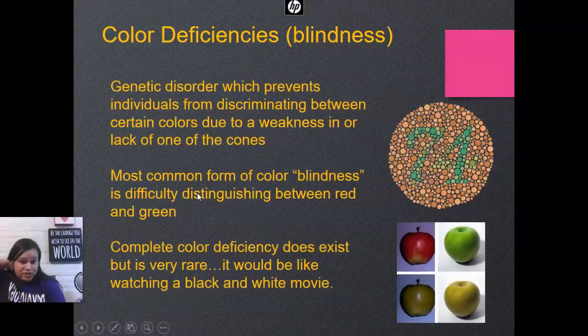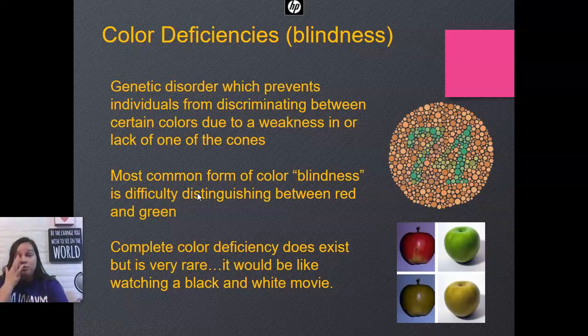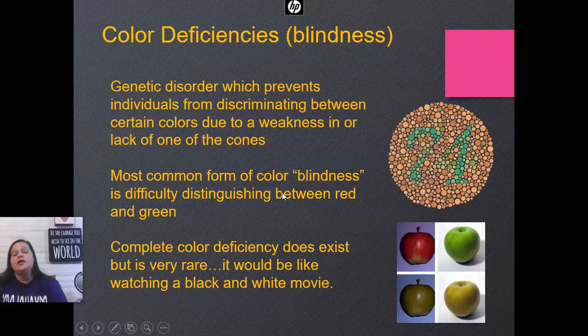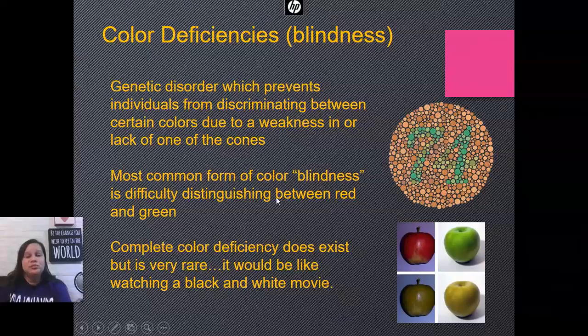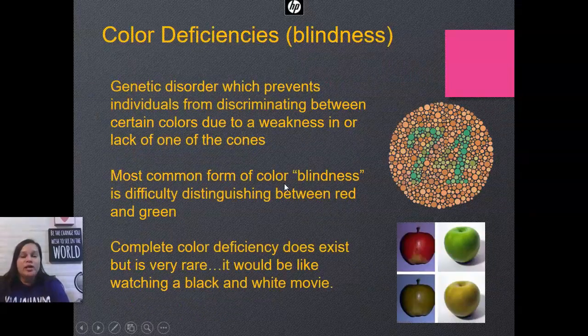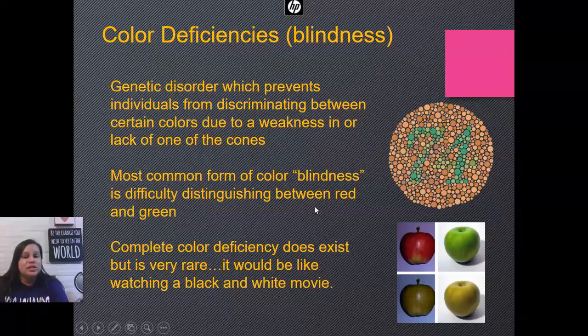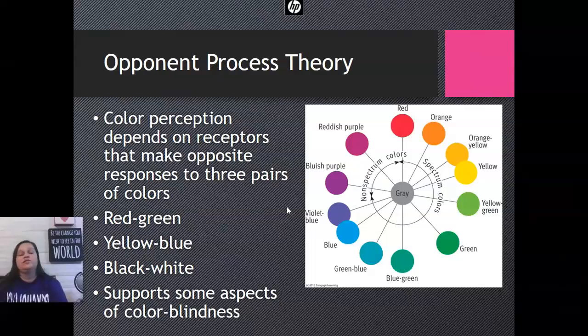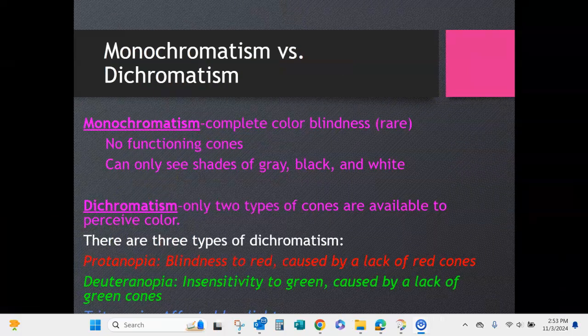The other type is totally color deficient, which is fairly rare. Some other things about color deficiency: it's genetic. The most common form of color blindness is where they can't distinguish between red and green. If you're not colorblind, you should be able to see a number popping out here because there's green and red. Complete color deficiency also exists, where you'd be seeing the world in black and white and shades of gray, but it's pretty rare. This supports the trichromatic theory because you could see some colors like red or green but not all of them, meaning you have cones that are specific to just some wavelengths of light.